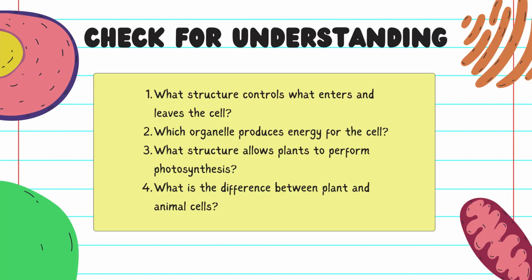Check for understanding. 1. What structure controls what enters and leaves the cell? 2. Which organelle produces energy for the cell? 3. What structure allows plants to perform photosynthesis? 4. What is the difference between plant and animal cells?